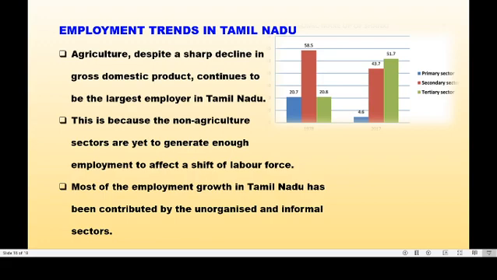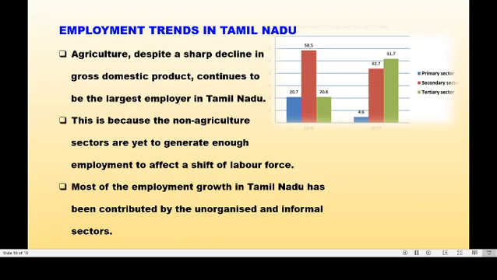This is because the non-agriculture sectors are not yet generating enough employment to effect a shift of the labor force. The labor force is nothing but the capability of doing work. The age group is between 15 to 60. There are many people who are capable of doing work, but the opportunity provided in Tamil Nadu is very little, and that is why many people are still engaged in agriculture. The primary sector is playing a vital role even in Tamil Nadu in this present year. The secondary and tertiary sectors have not generated enough employment opportunities for the people.